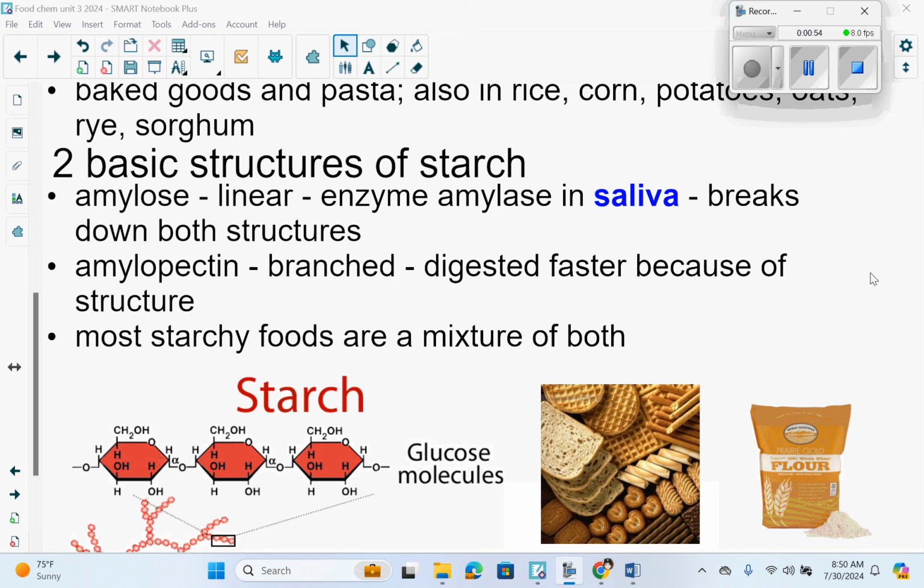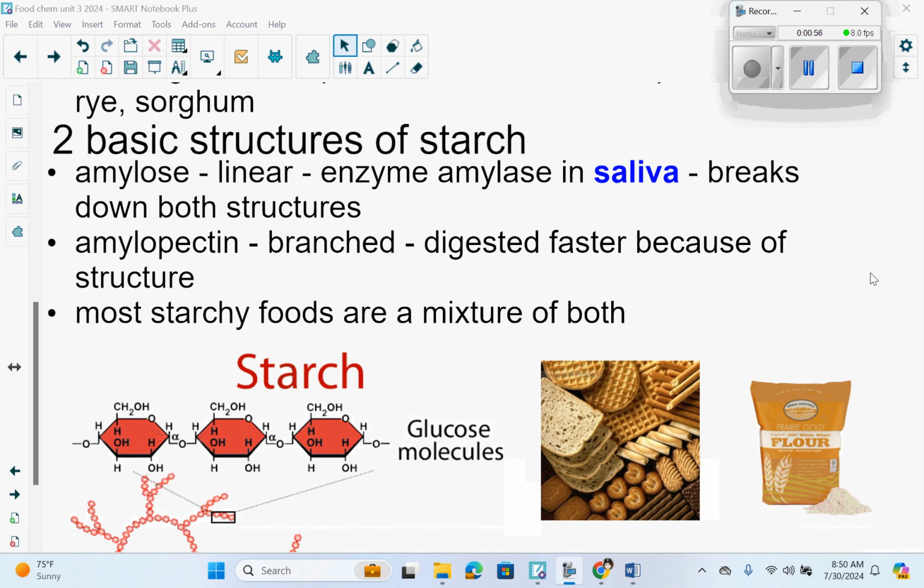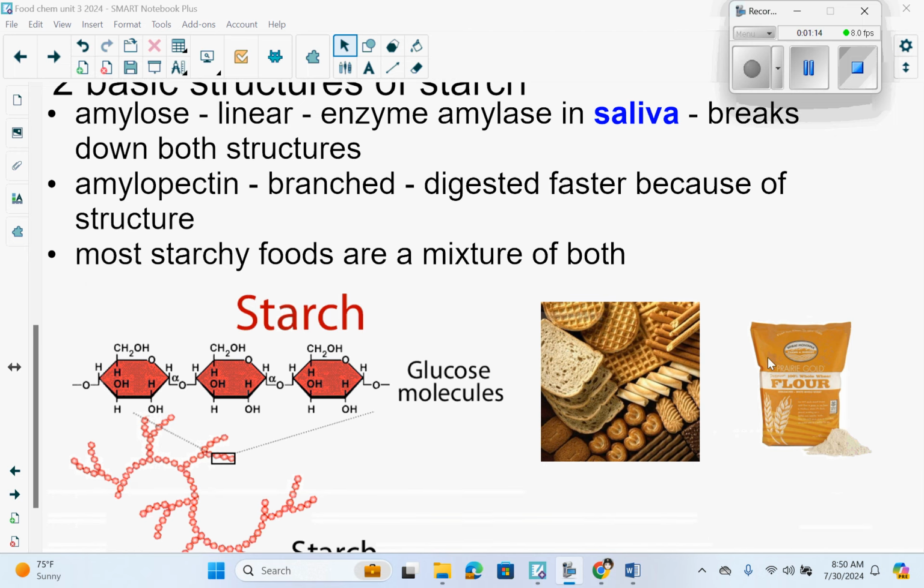There are two basic structures of starch. We have amylose and amylopectin. Amylose is linear. The enzyme amylase in your saliva actually breaks down both structures. Amylopectin is branched. It's digested faster because of its branch structure. Most starchy foods are a mixture of both.